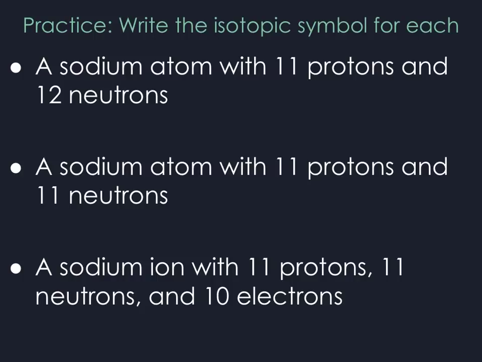So the symbol for sodium is Na. Okay, and it says that a sodium atom has 11 protons. Remember, protons are equal to the atomic number, and that goes down the bottom left. So we've got 11 protons. We also have 12 neutrons. So remember, up here is where our mass number goes, and that's the protons plus the neutrons. So I'm going to have a mass number of 23.